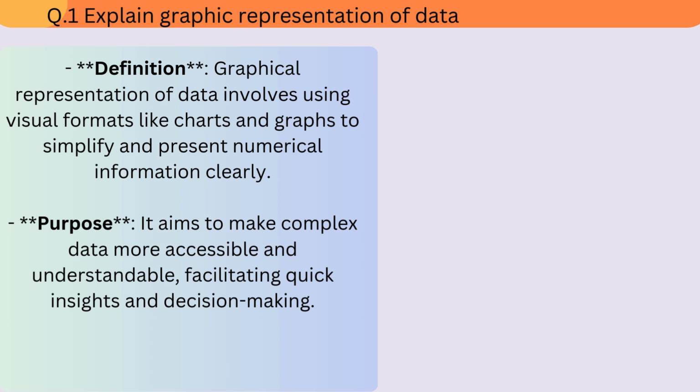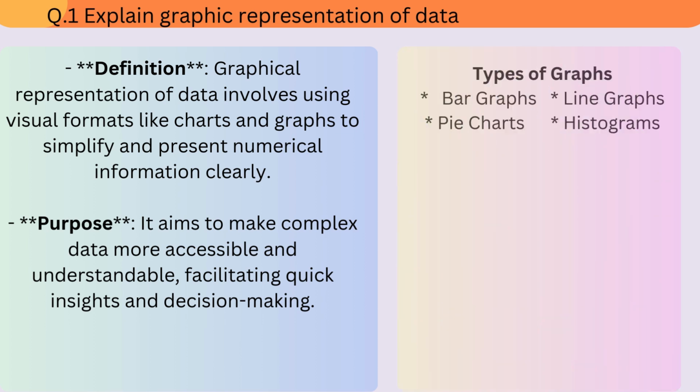So let's see some of the types: bar graph, line graphs, pie charts, histogram. So let's see each. Bar graph means using bars to compare different groups or category. Line graphs show trends or changes over time using lines. Pie chart uses slices of a circle to show part of a whole. And the histogram uses bars to show the distribution of data in ranges.